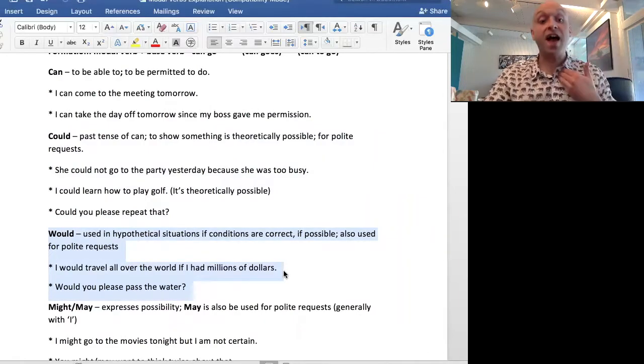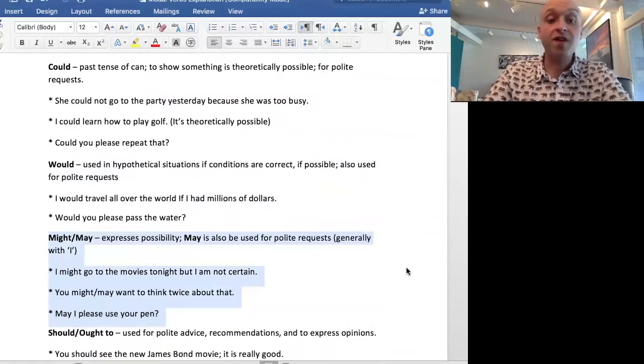Exemplo, if I had, I would travel all over the world if I had millions of dollars. Ok? Eu viajaria se eu tivesse muito dinheiro. And would you please pass the water? É outra maneira, até mais educado, de falar give me that. Tá? Ok, vamos falar sobre might e may.